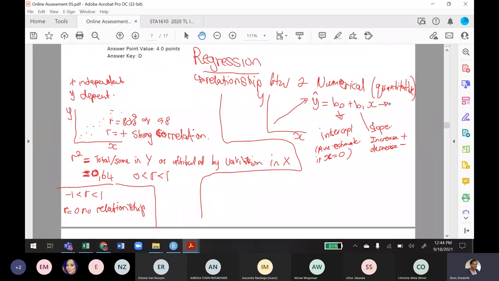And X is the value that you can use to estimate a new value. So we use this to estimate a new value. If we have a new value that we want to estimate, we just substitute it in for X and calculate.